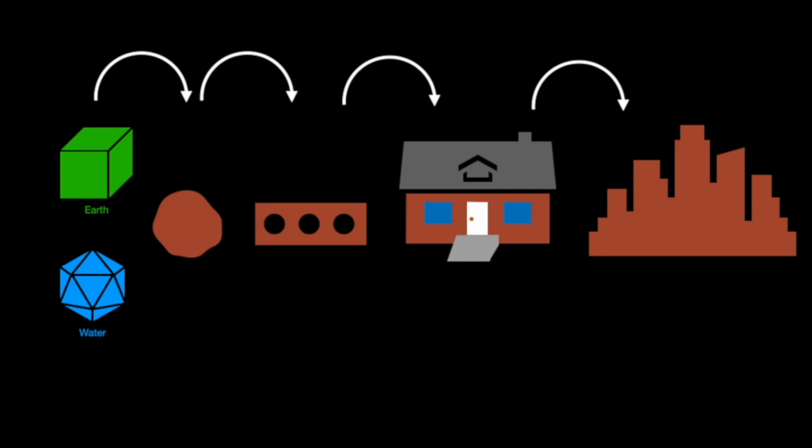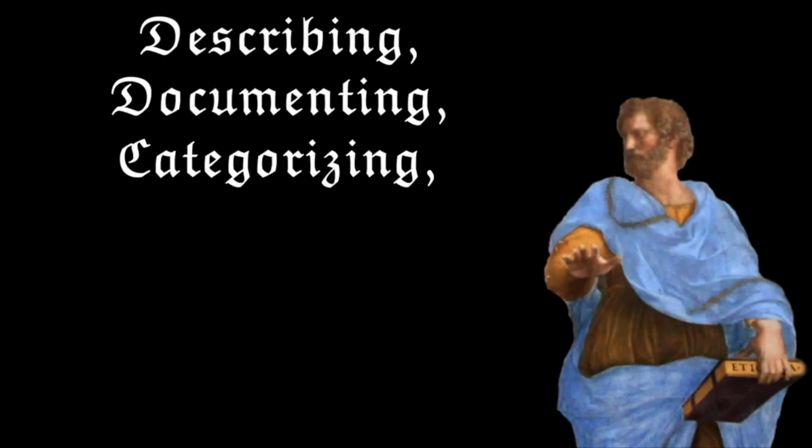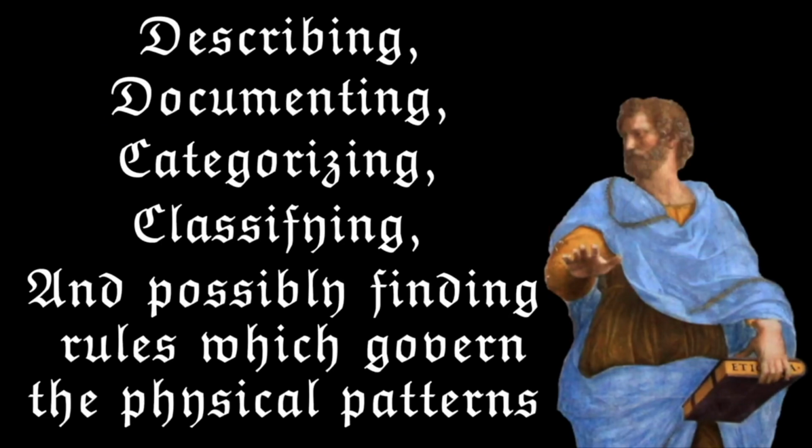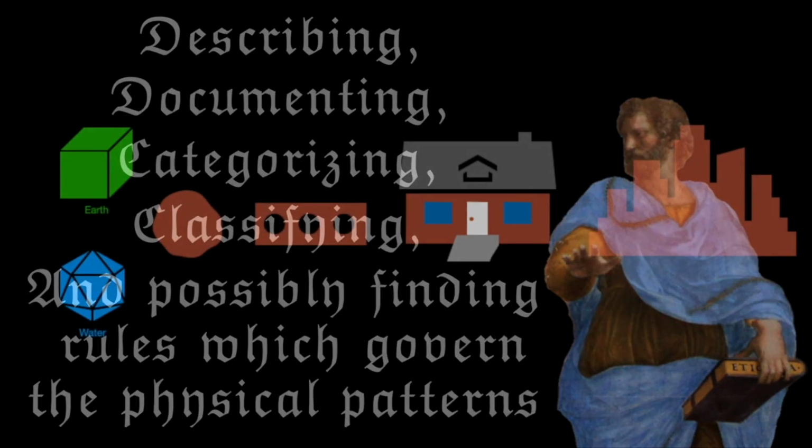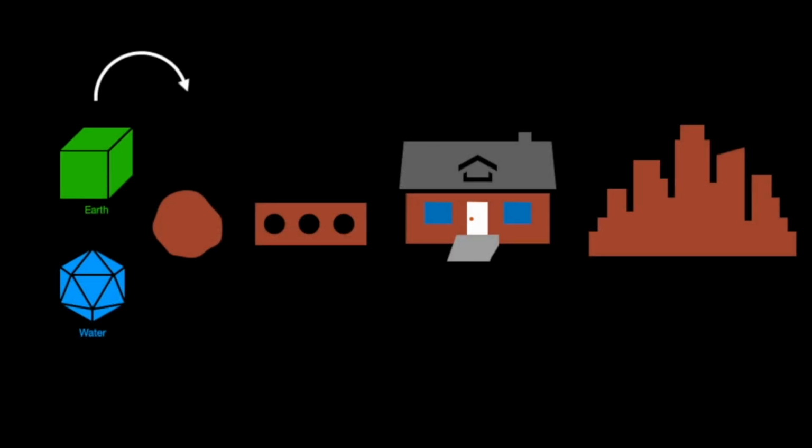And so all that is left to Aristotle to be concerned about is the describing, documenting, categorizing, classifying, and, possibly, finding rules which govern the physical patterns for objects that we see on a day-to-day basis. For example, the physics of a brick house, in the sense that he can say that the brick house has matter, which are bricks, which are clay, which are 5 parts earth, 1 part water.